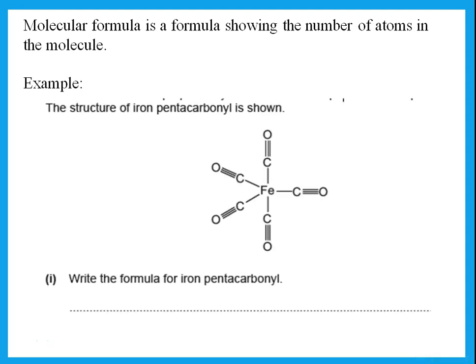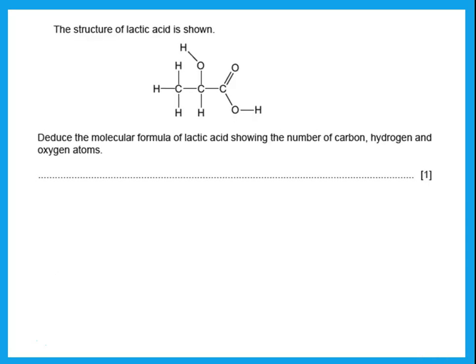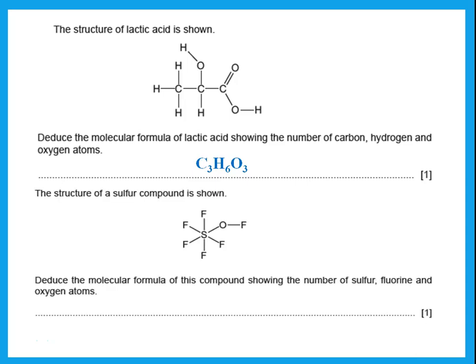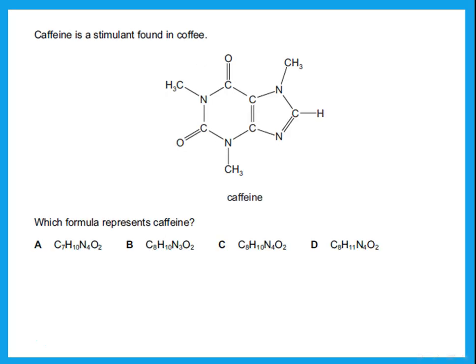So if I have something like this, I want the total number of iron, total number of carbons, total number of oxygens. That is the molecular formula of this compound. If I have something like this, lactic acid, I count all the carbons, all the hydrogens, all the oxygens. That is the molecular formula of the compound. Same for this one. This one has how many sulfur, how many fluorine, how many oxygen. That makes up the molecular formula.